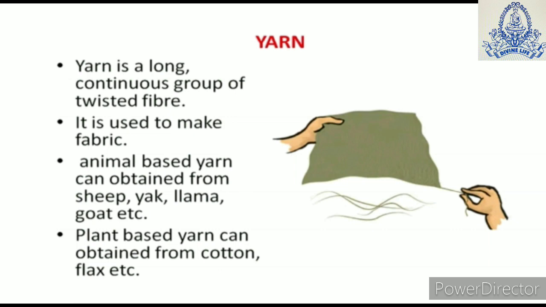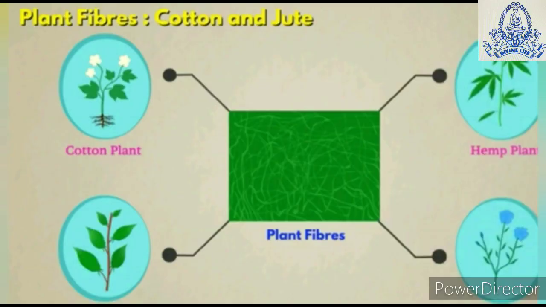Yarn is a long continuous group of twisted fiber. It is used to make fabric. There is animal based and plant based yarn also. We get animal based yarn from sheep, goat, etc. and plant based yarn can be obtained from cotton, flax, jute, etc. So we will discuss more about cotton and jute. We obtain plant fiber from the cotton plant, jute plant, hemp plant, flax plant.